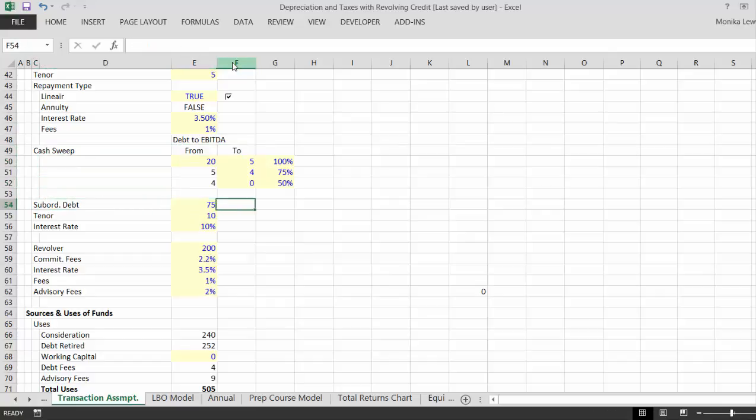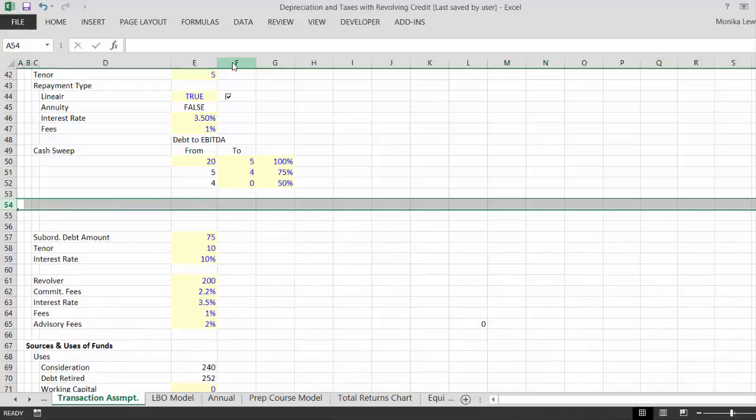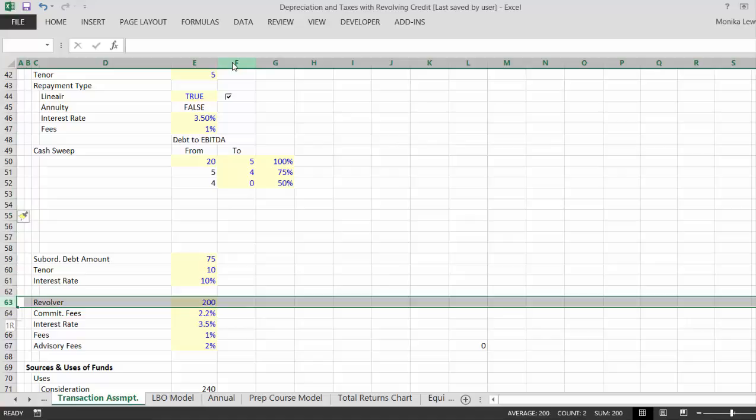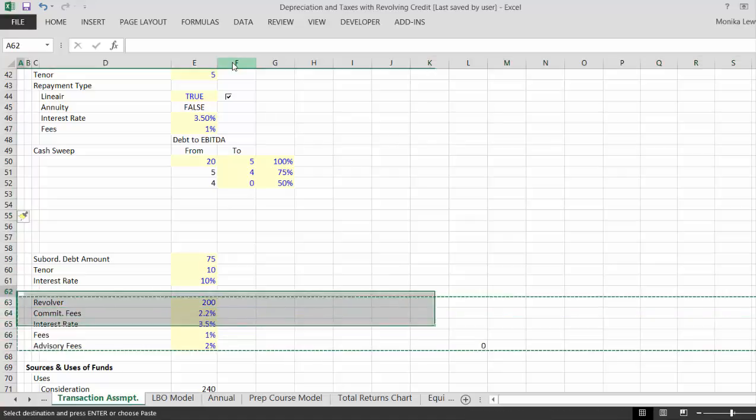Then we have some subordinated debt amount, and I learned that we don't have any fees with that. The tenor is kind of irrelevant. That's going to be paid when we exit. Now, on the revolver, that's really associated with senior debt. So let's move it.